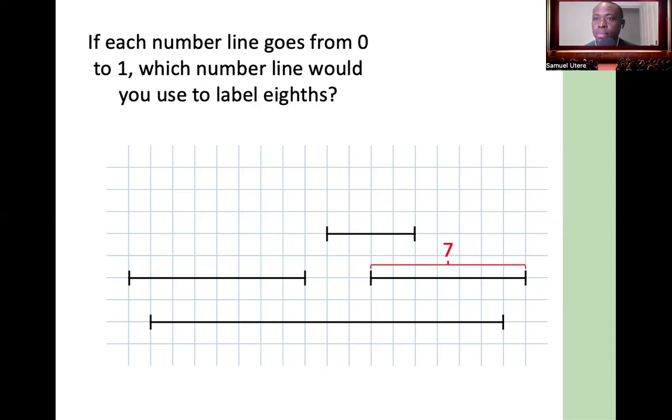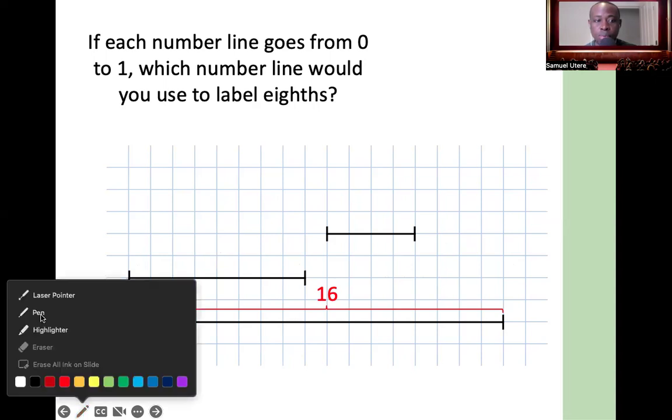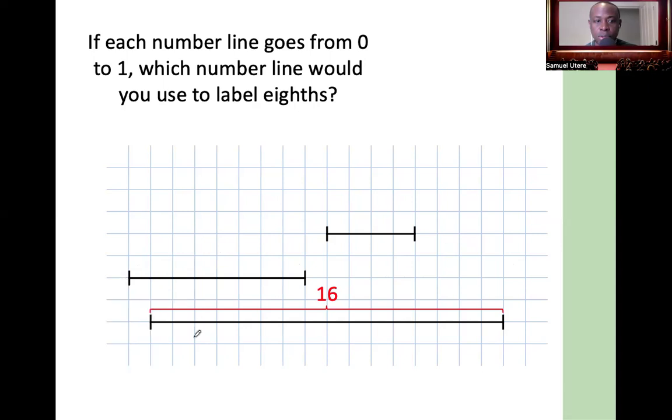This one? Of course not. We can't use that one. This one? Yes. Why? You can see that we can actually represent 8s. Why? If we choose to make 2 bars equal to 1, if we choose to do this, then we can represent 8s. Guess what? Look, so we have that one.